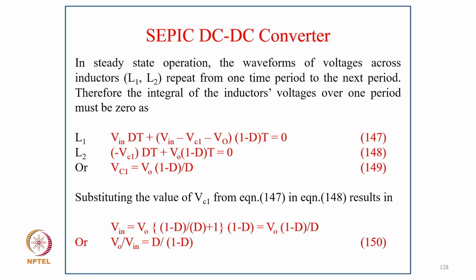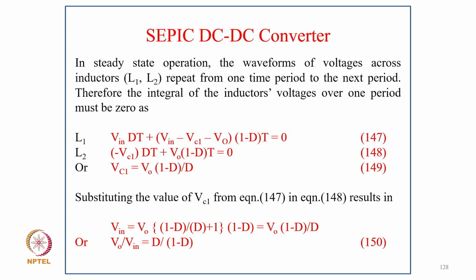Therefore, the integral of inductor voltage over the period must be 0. So the voltage across L1: Vin·DT plus (Vin − VC1 − VO)(1 − D)T equals 0, and across L2: −VC1·DT plus VO(1 − D)T equals 0, from which we get VC1 equals VO times (1 − D) upon D.